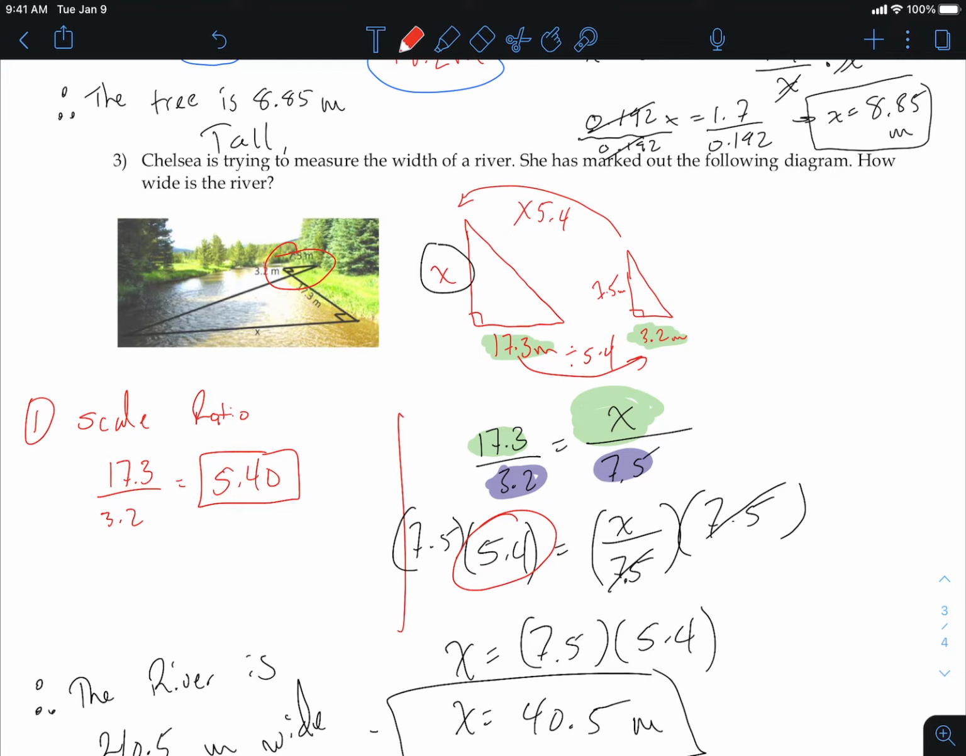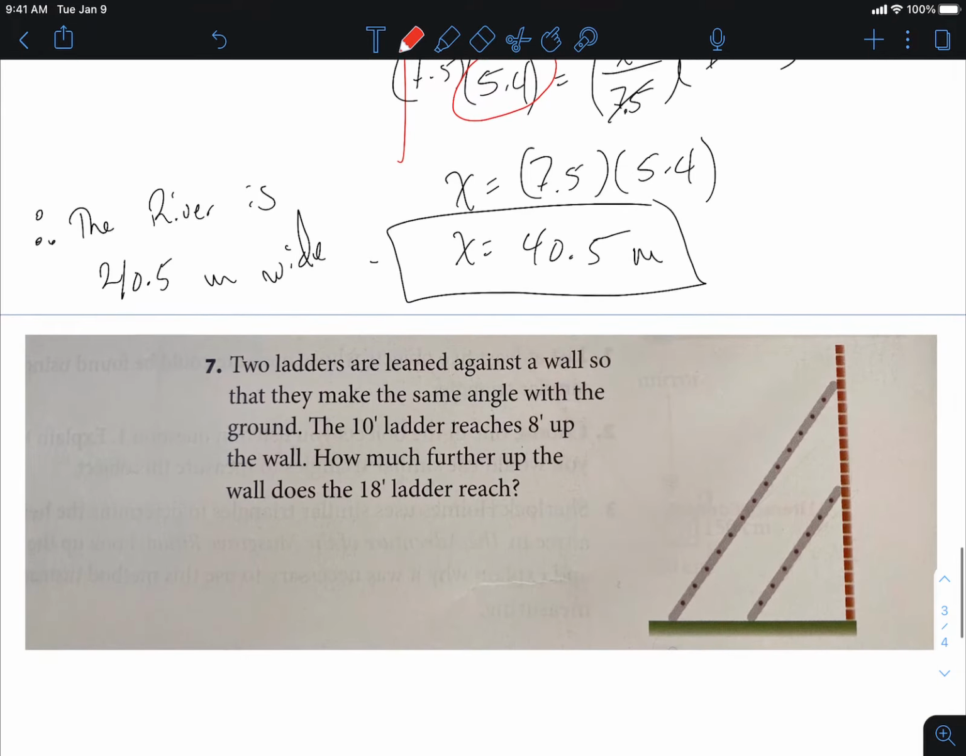Does anybody have any questions? This is just using similar triangles to solve some word problems, okay? You guys should be able to go do, I can do one more. I have one more planned here. And you can go look at your homework questions later, okay?